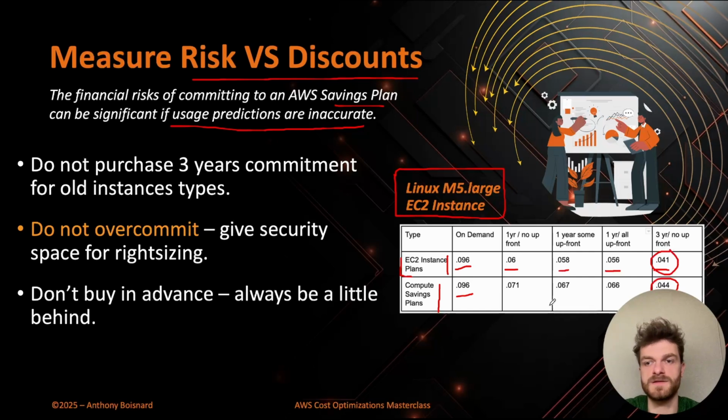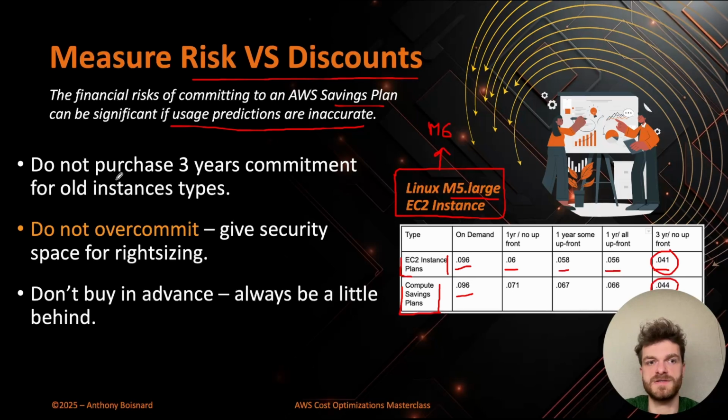Okay? You can say, okay, I'm going to save a lot of money if I take 3 years for EC2 savings plans. But let's say in year 2, you are upgrading all your M5.large fleet to M6. Then they won't be covered anymore by those commitments. But if you bought the compute savings plans, they will still be covered.